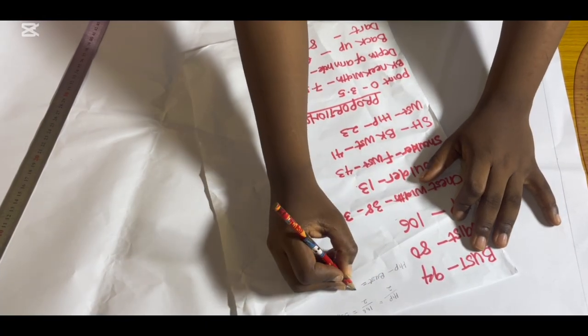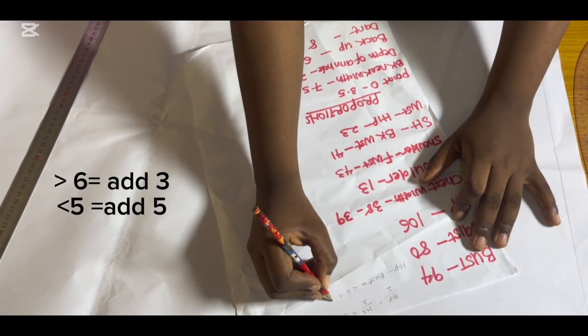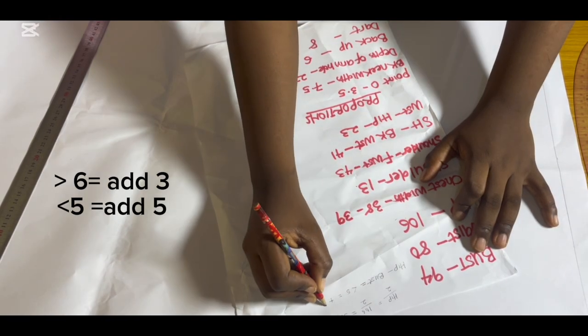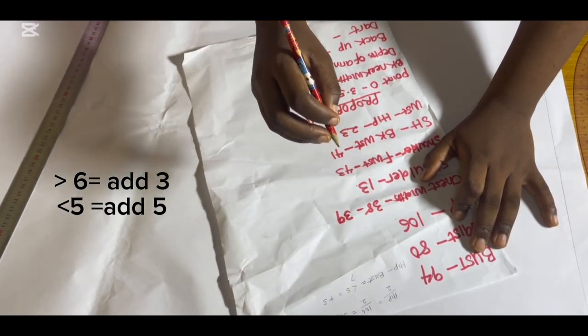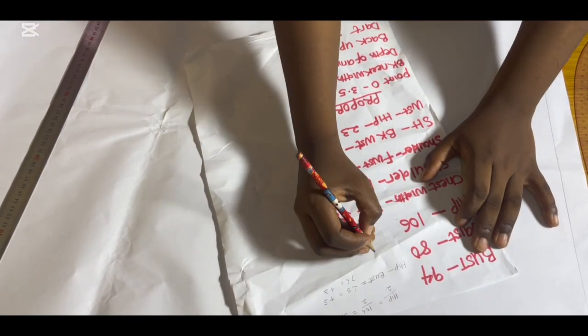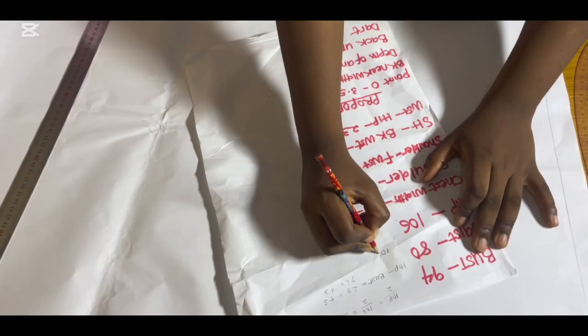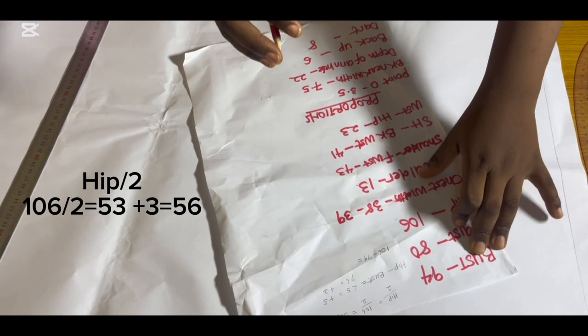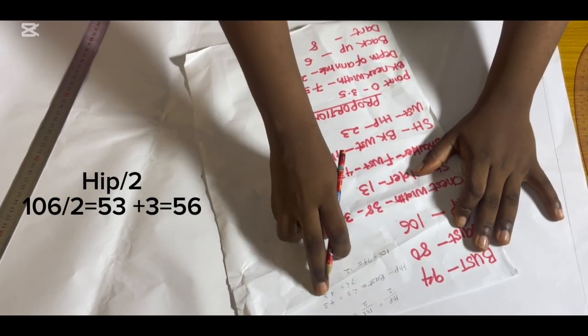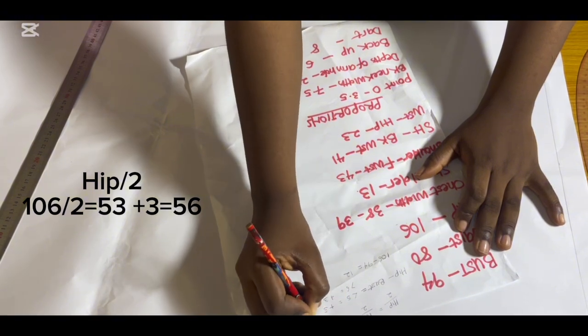So the rule says if your value is greater than 6, you will add 3 centimeters. If your value is less than 5, you will add 5 centimeters. The value I got is 12 centimeters, which means it is greater than 6. So I will add 3 centimeters to the 53 centimeters that I have. Adding 3 to that makes it 56 centimeters.